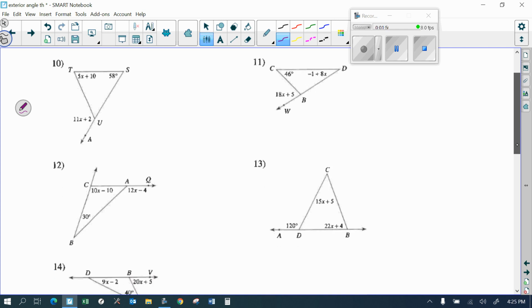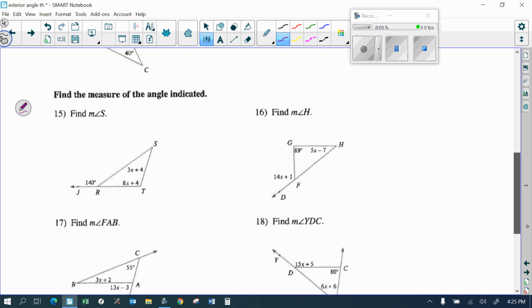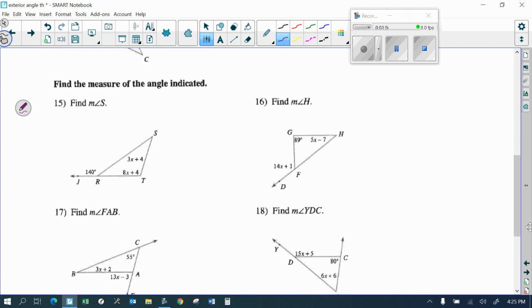Okay, these are all the same. Let's see if there's anything more complicated here. Okay, here's the difference down here: we aren't just finding x, now we're finding a particular angle, the measure of angle S, this one right here. So we still have the exterior angle theorem, 140 equals the sum of the two remote interior angles. Okay, that's the only geometry part.